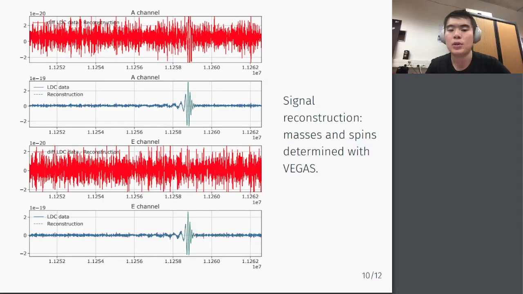Here is an example of the signal subtraction where masses and spins are determined with Vegas. The reconstruction was done as introduced before. We see that the residue is indeed at the noise level for both A and E channels, and we have similar results for other MBHB signals.